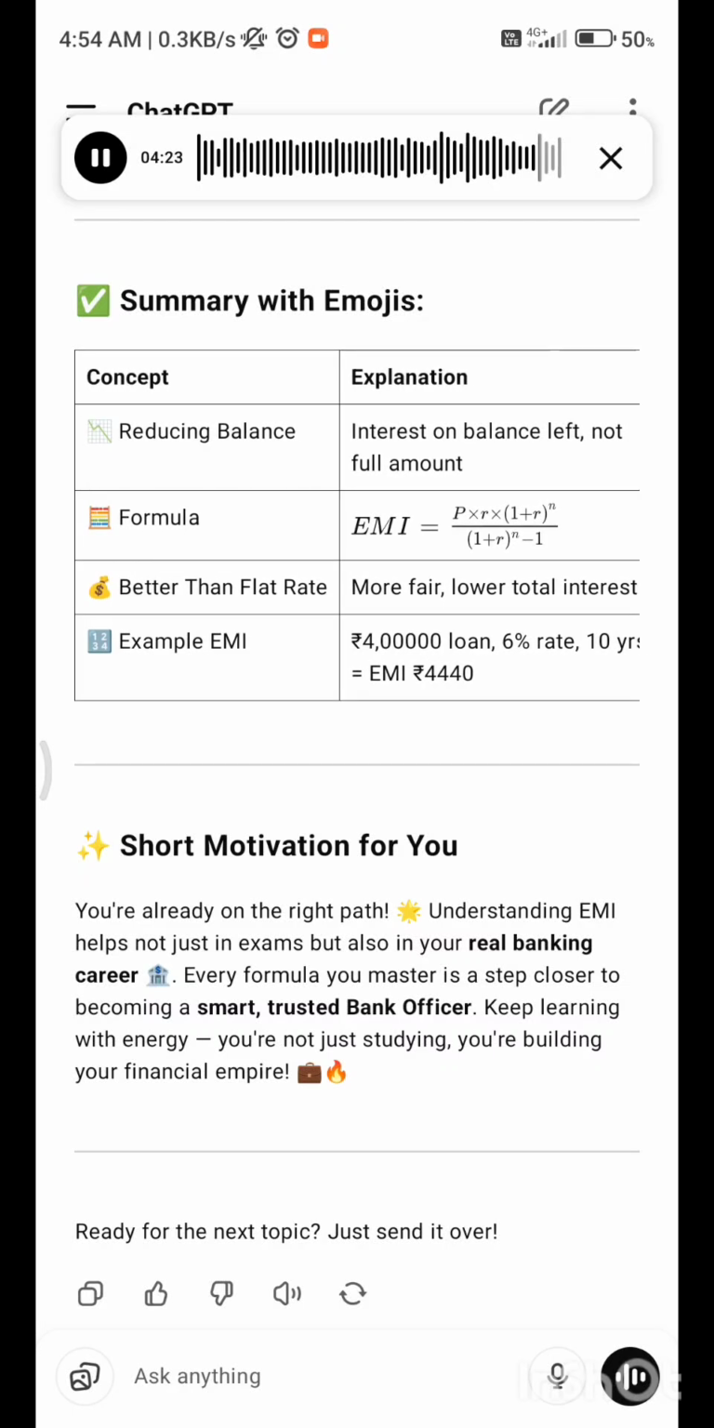A short motivation for you. You're already on the right path. Understanding EMI helps not just in exams, but also in your real banking career. Every formula you master is a step closer to becoming a smart, trusted bank officer. Keep learning with energy. You're not just studying, you're building your financial empire.